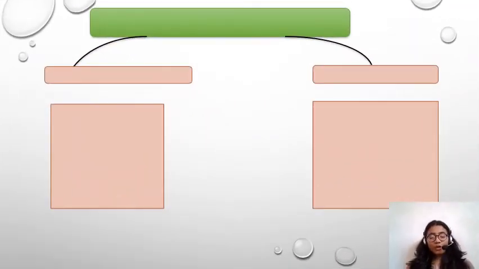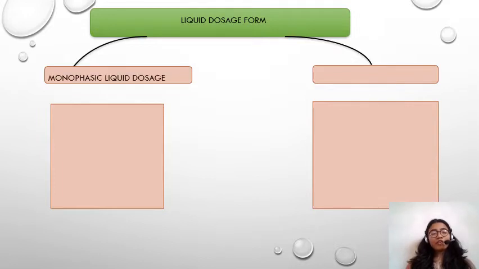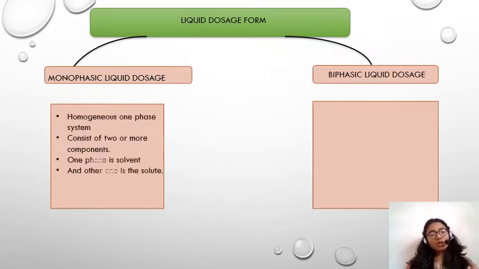So now I'm going to classify liquid dosage form. Liquid dosage forms are basically of two types. They are monophasic liquid form and biphasic liquid dosage. The monophasic liquid dosage form is also called a true dosage form as it has a homogeneous mixture. Two different components cannot be seen and they are properly mixed together.